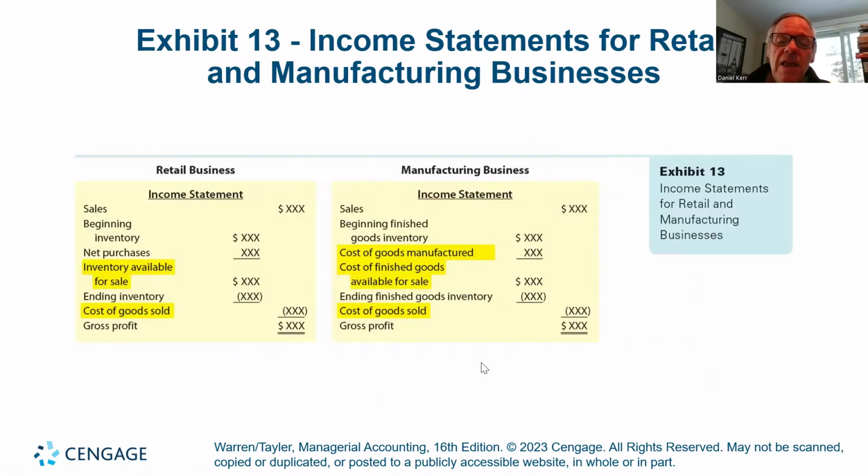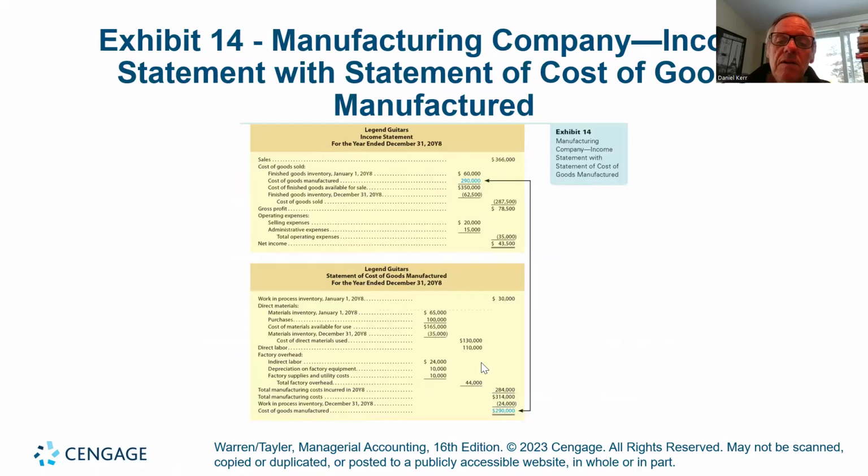Factory overhead, and that will give you the manufacturing costs for this period. Add those to the beginning work in process, then subtract out the ending work in process, and that will give you the cost of goods manufactured. Okay, so these slides will be particularly helpful to you on the take-home part of the exam.